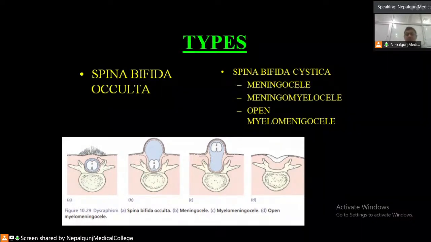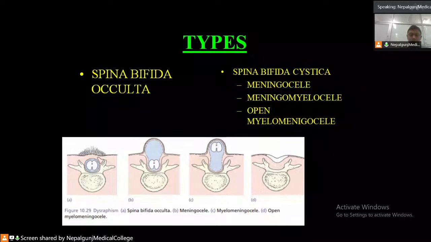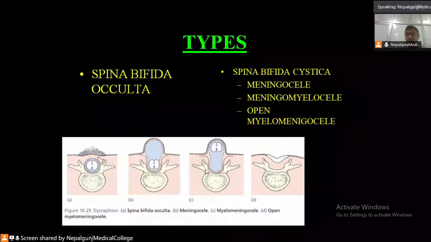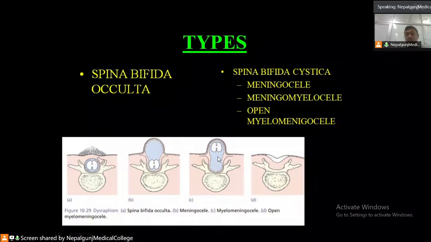The next form is a myelomeningocele, or the closed form. We can also say it's a closed myelomeningocele. What happens is all the neural elements are transferred from this cavity, the neural canal, or you can say the vertebral canal, up just beneath the skin, along with the CSF.